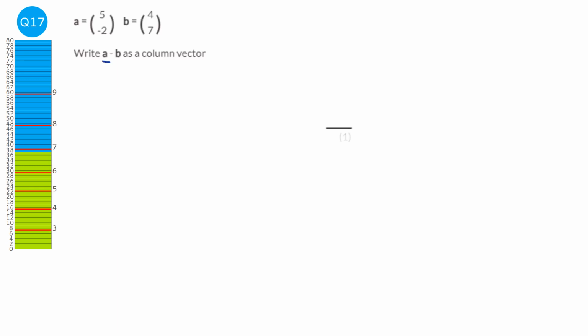So here we're asked for a minus b. So in our vector we're going to do a, which at the top is 5, take away b, which at the top is 4.